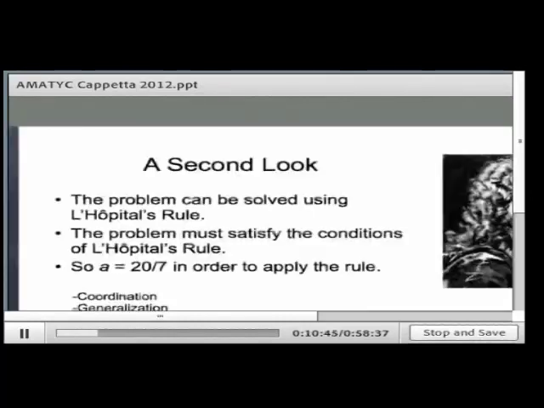Another way that we could do this problem is using L'Hopital, very handsome guy. And I'm sure many of you have heard the story about L'Hopital, probably wasn't really responsible for L'Hopital's rule. It was likely his tutor, Mr. Bernoulli, but L'Hopital published it and history gives him credit for it.